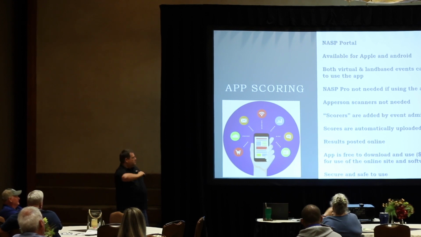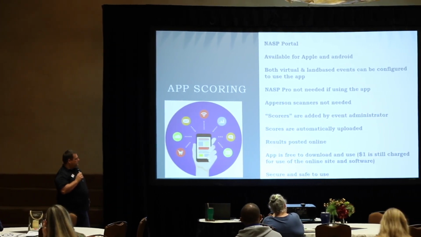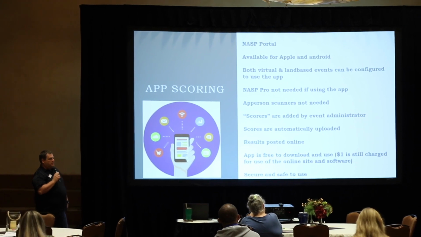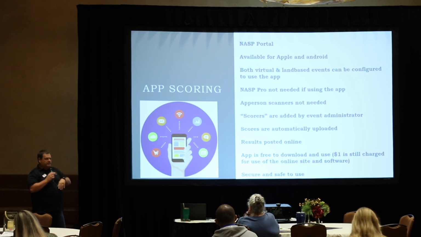Okay, I do have one. It says the app is free to download and use, but $1 is still charged for use of the online site and software. Right, so every tournament we host, it costs you $1 per person, per score that's sent into the system. So whether you use the app, or virtual, or the coach enters them manually, or you use the scanner, it's always $1 per archer is the fee we charge. And then if you're hosting a land-based tournament, you can charge whatever you want, and then you keep the rest, is the way it works.